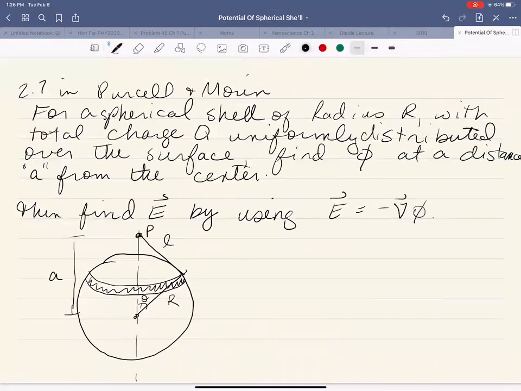So let's go over what this problem asks us to do. We have a spherical shell of charge with radius big R and a total charge, big Q, uniformly distributed over the surface. We're going to find the electric potential, or the voltage, which in Purcell and Morin chapter 2 is called phi, at some distance A from the center of our shell. Then we're going to find the electric field by using the expression that the electric field is minus the gradient of the potential. Okay?